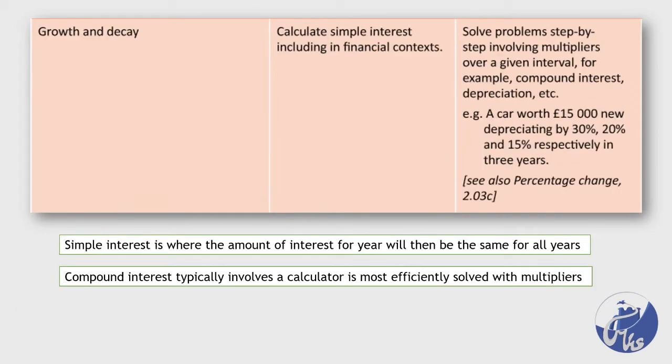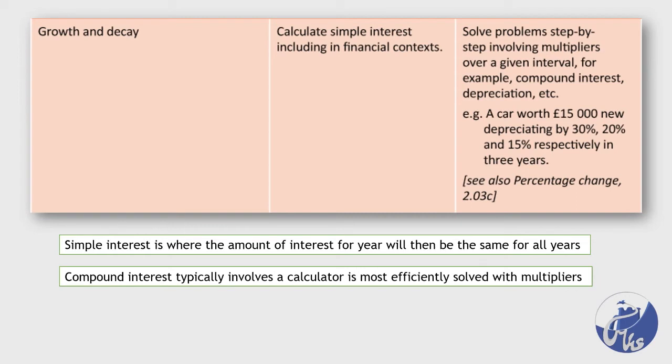Growth and decay, typically these involve financial situations where a certain value would increase or decrease by a certain percentage over time. Most standard problem with this is compound interest, or it can be depreciation. So you want to use multipliers. These are typically calculator questions. It's very rare that these will be in non-calculator questions. The only thing I found that most people find difficult is if the term simple interest comes up. So you want to make sure you know how simple interest works as well.